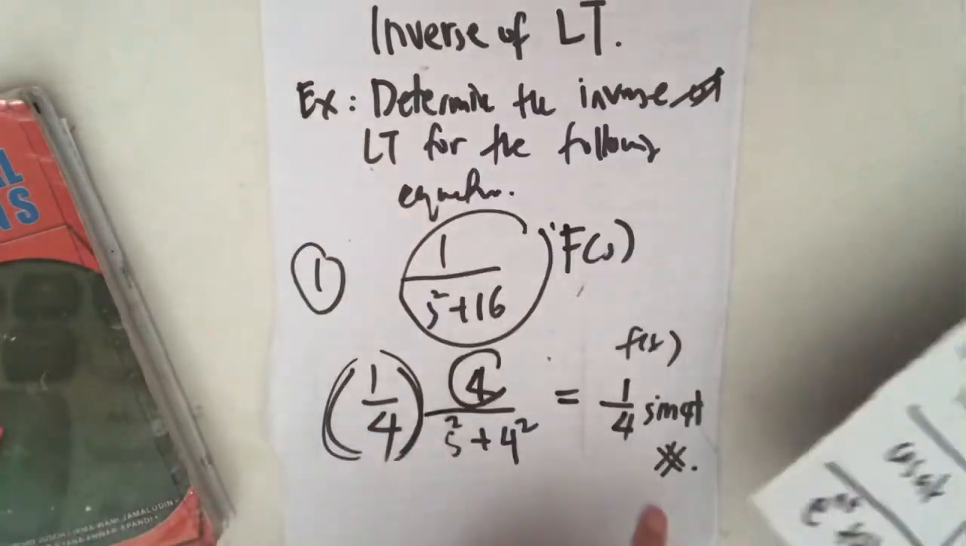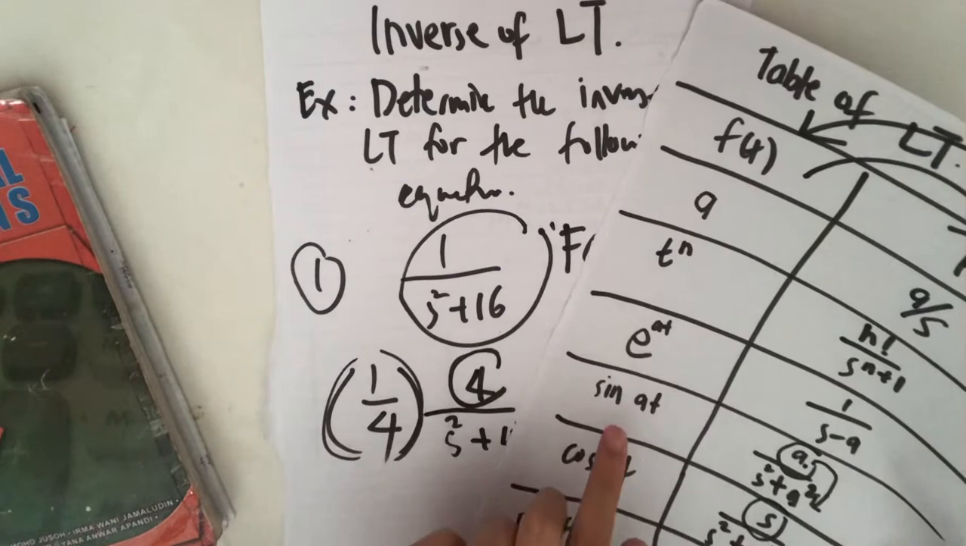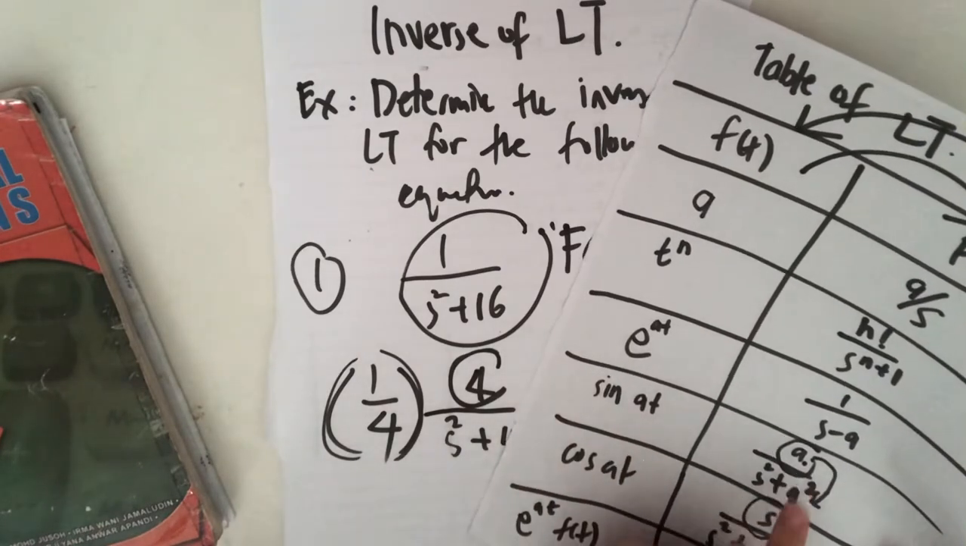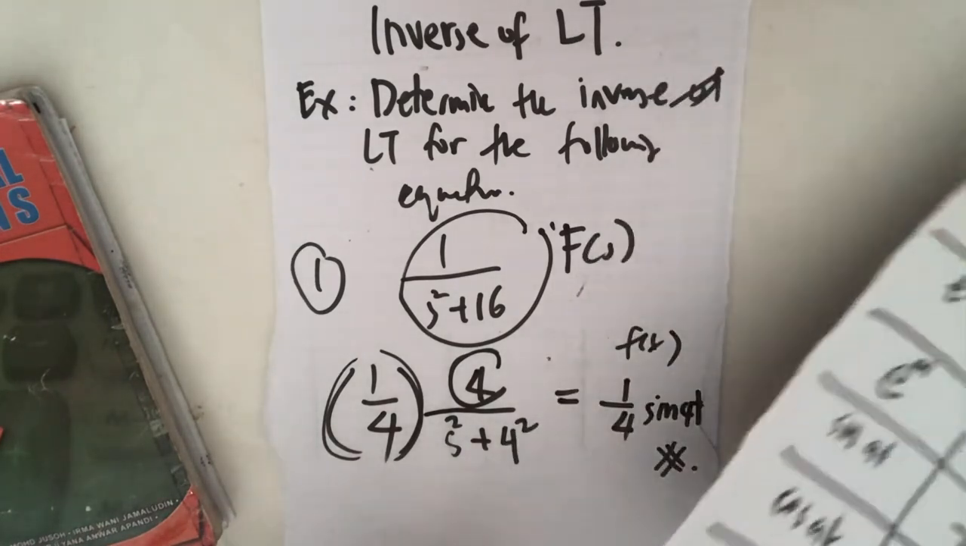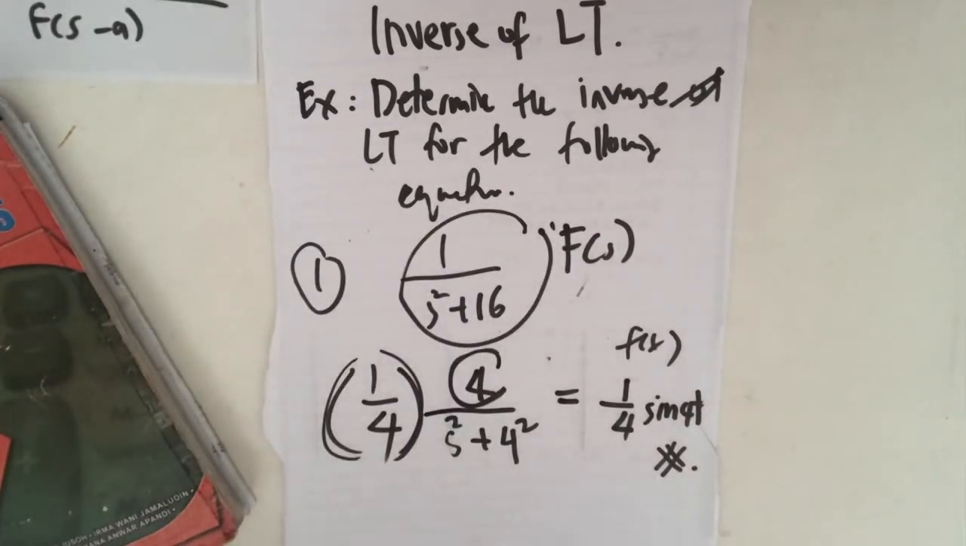Now this one is for f(t). So sine 4t, you will get this one. So you recheck back. Is it the same? Do you get the same? Yes, it's equal. So that means your answer here is correct.